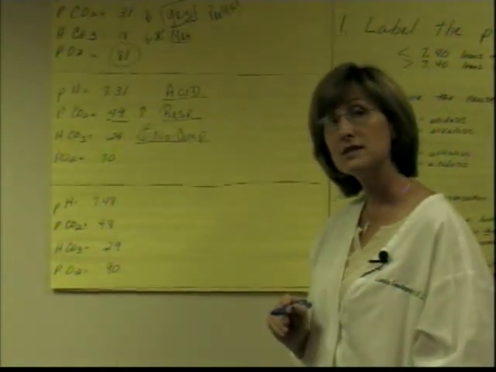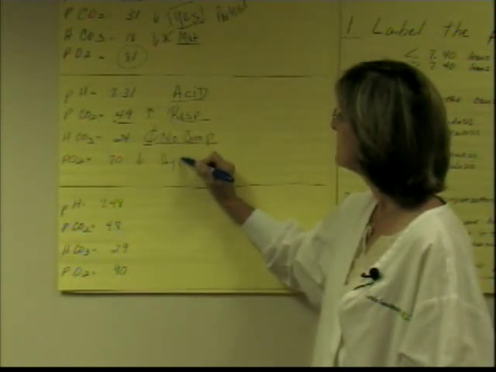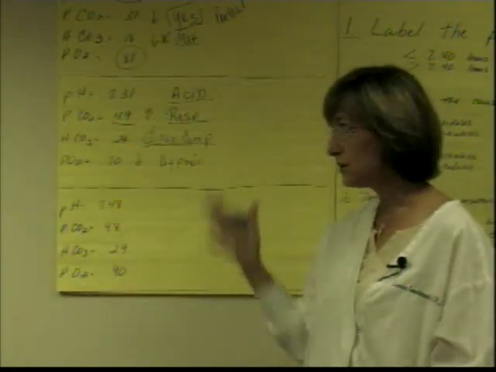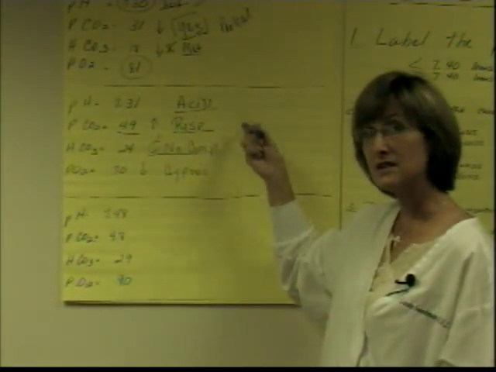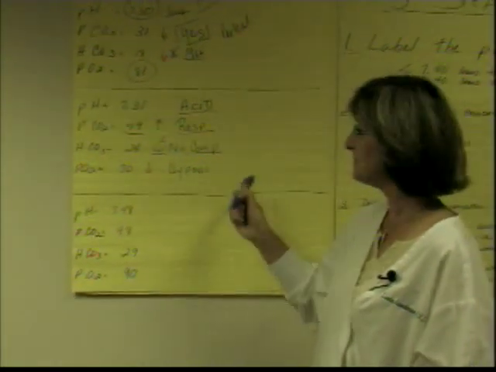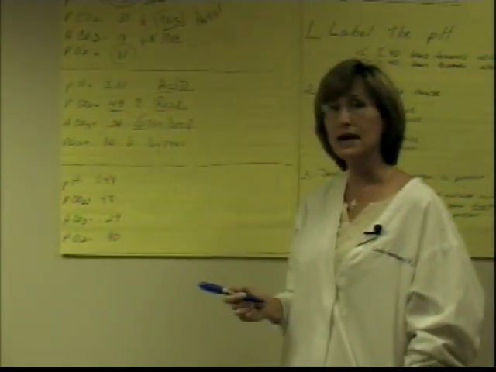Let's look at our PO2. Is that normal? Nope, too low. So the patient is hypoxic. So how we interpret this ABG, to put it all together, is to say that we have an uncompensated respiratory acidosis with hypoxia. All right, let's do the last one. Again, our 3 easy steps. First one, label the pH.